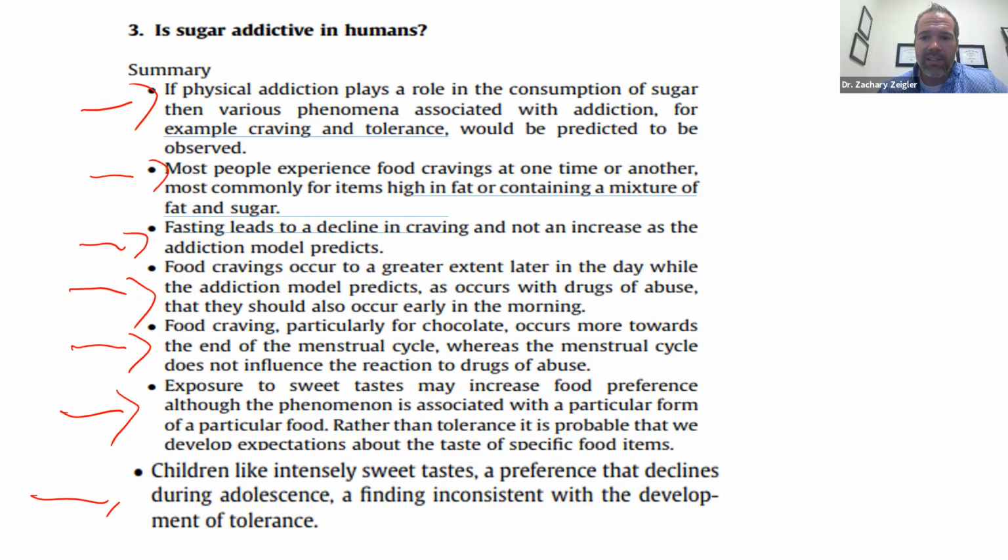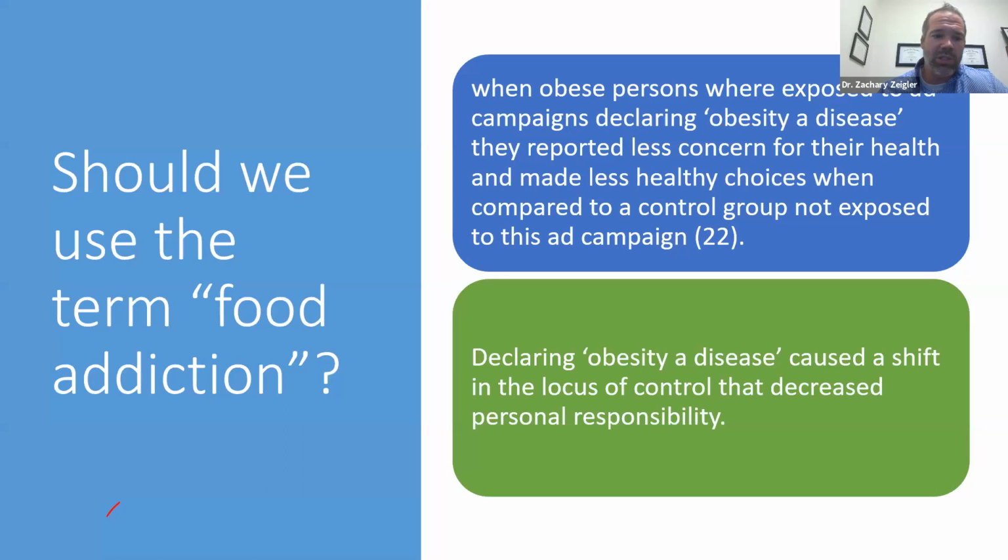The reason I think this is important is because the use of the term food addiction can cause problems. I'm going to compare it to when we determined obesity was a disease. When researchers exposed people to an ad campaign saying obesity was a disease, they reported less concern for their health and they made less healthy choices. Why? Because it caused a shift of their locus of control, meaning instead of, obesity is a disease, I don't have any control over this now. Dadgum, and I'm stuck with it.